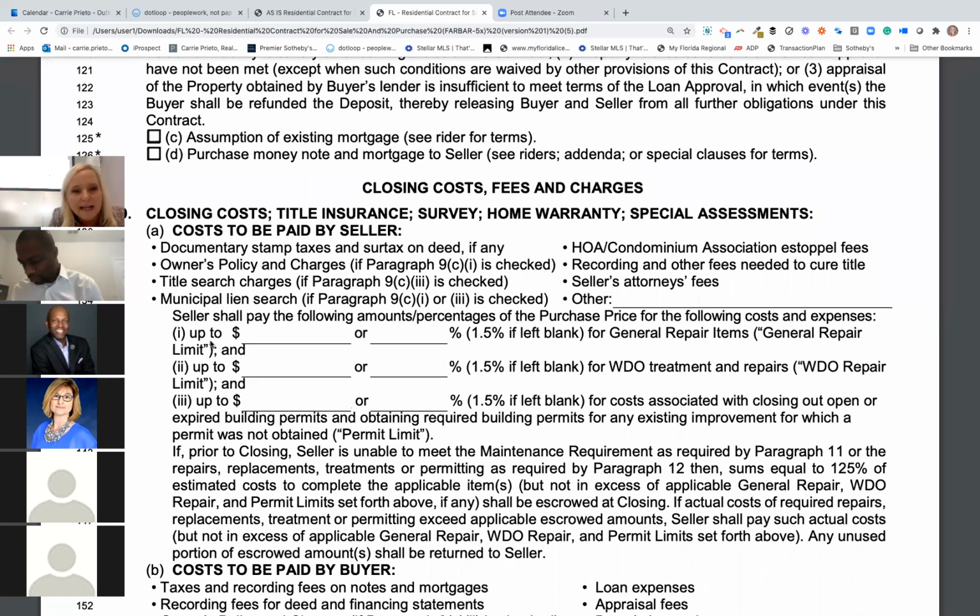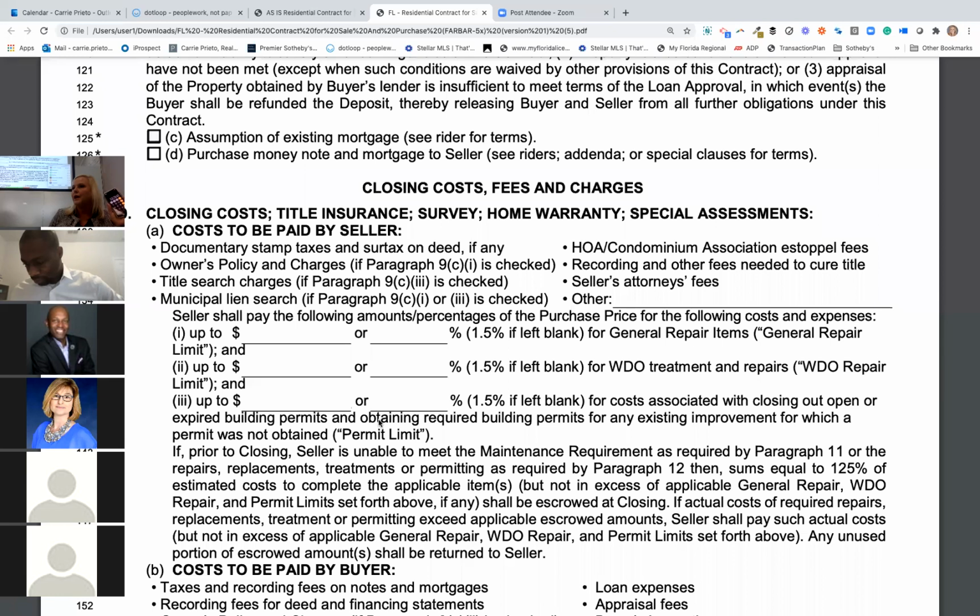And if I leave this blank, seller shall pay the following amounts or percentages of the purchase price for the following costs and expenses. So if I leave this blank, it goes up to 1.5% of the purchase price for general repairs, for WDO, and for open permits. So let's just for fun say that the purchase price is $500,000, and let's say 1.5%. That's $7,500 for general repairs, $7,500 for WDO, and $7,500 for open permits. Now, does that mean that that would be $22,500 for general repairs?